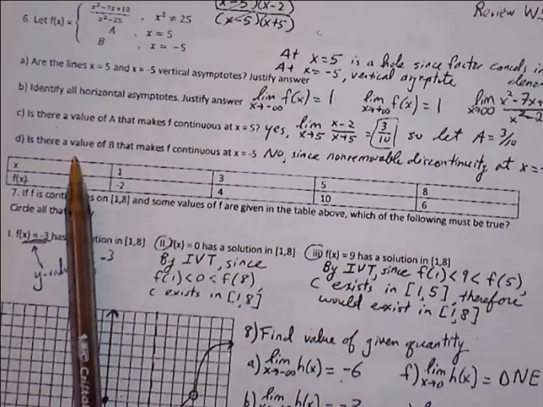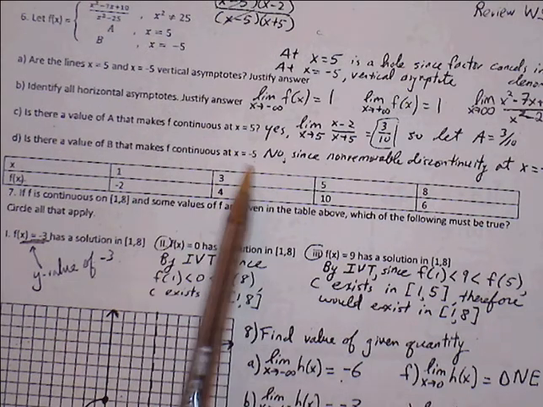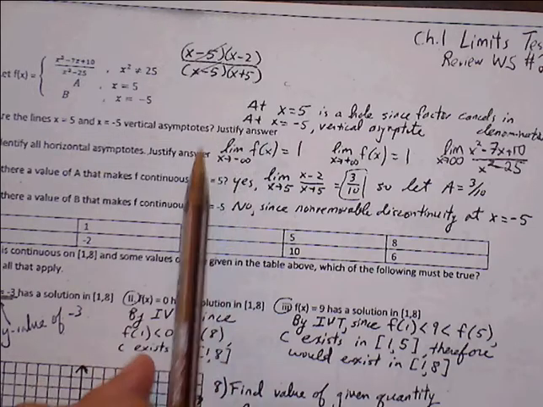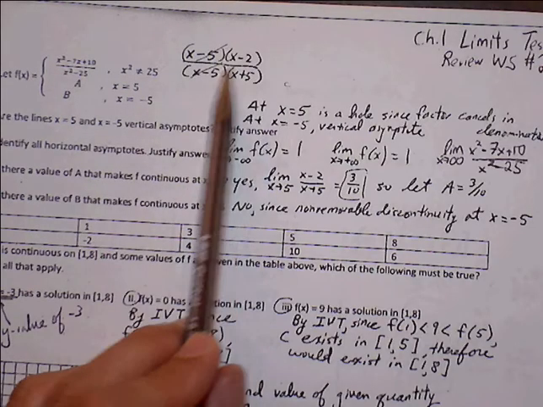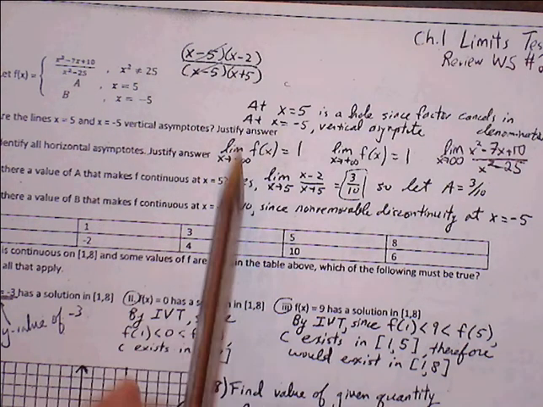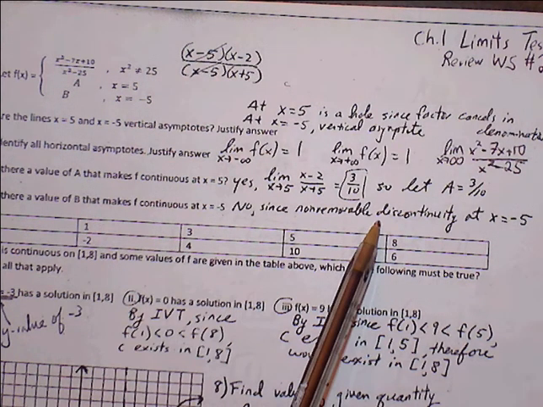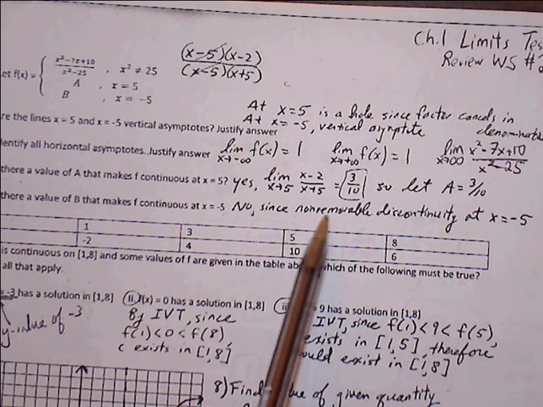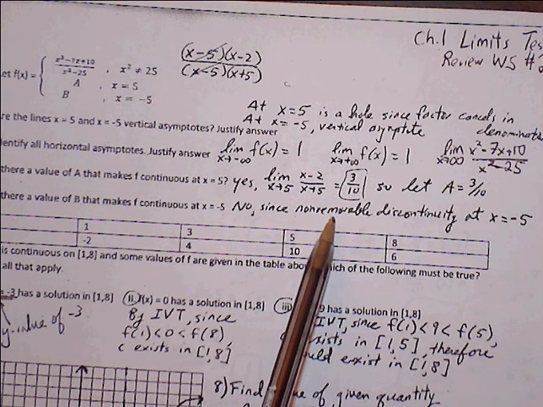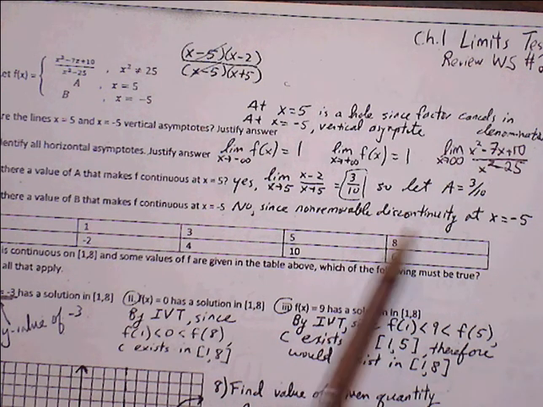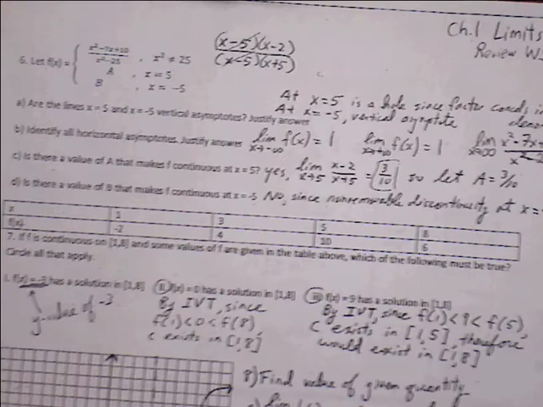Part D, is there a value b that makes f continuous at x equals negative 5? At x equals negative 5, there is a vertical asymptote. If there's a vertical asymptote, there's nothing that we can do to make that function continuous. So therefore, we say that this is a non-removable discontinuity at x equals negative 5.